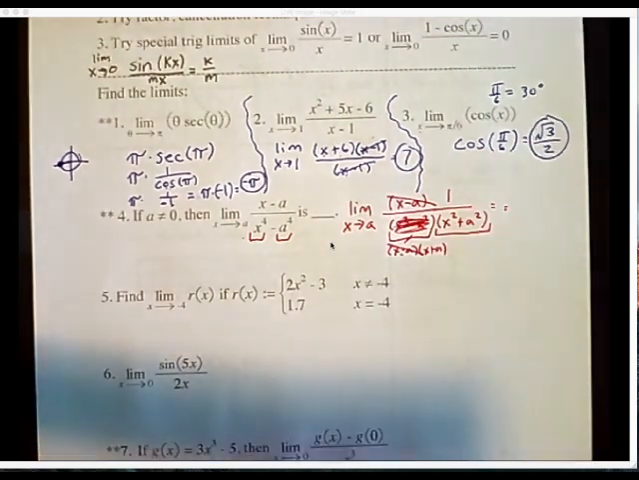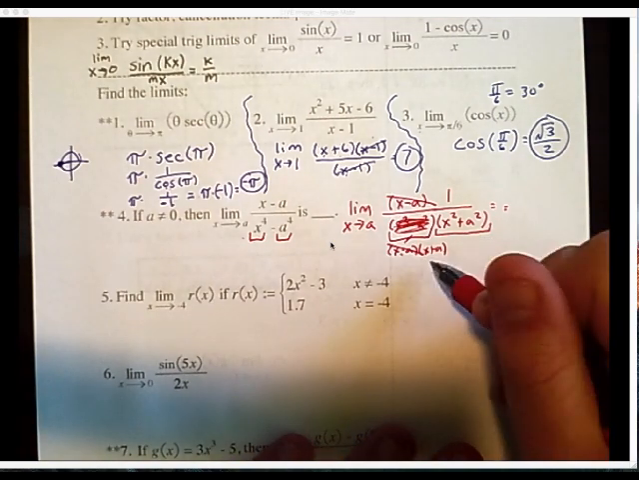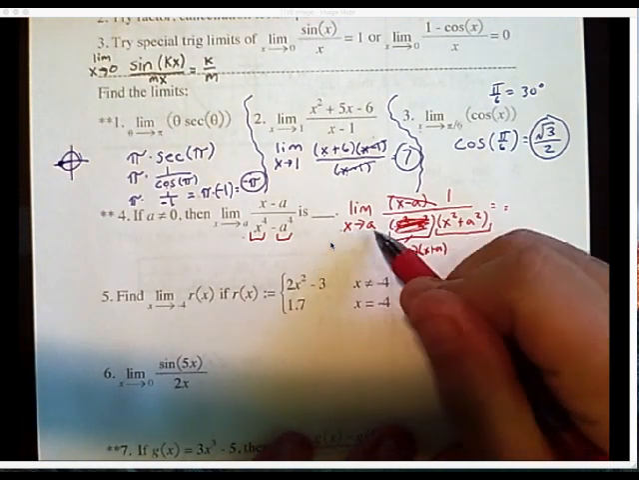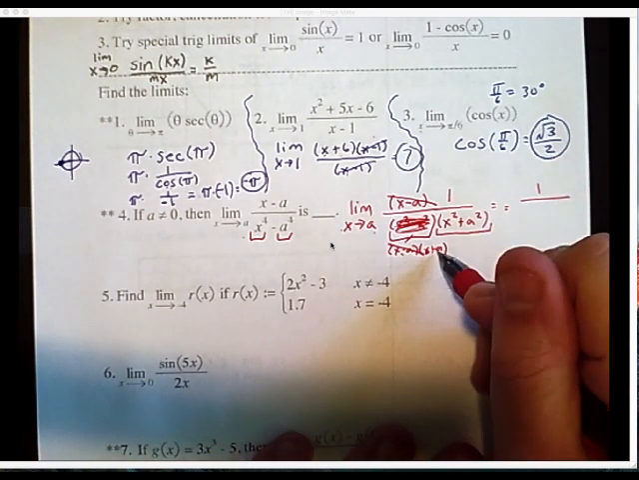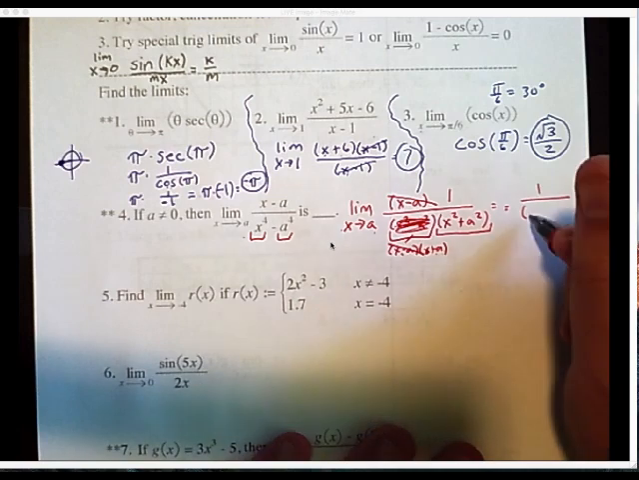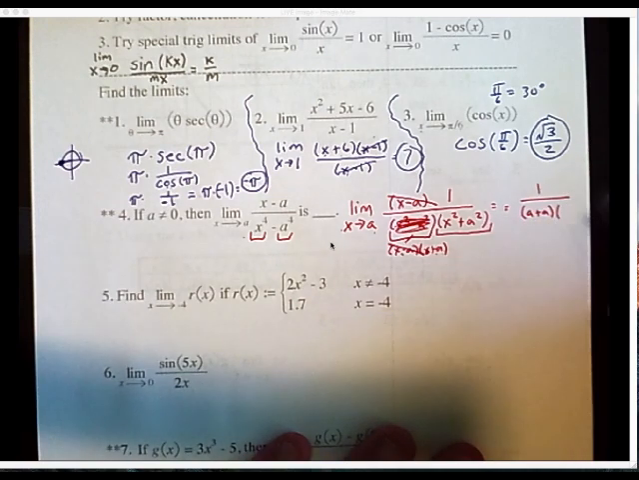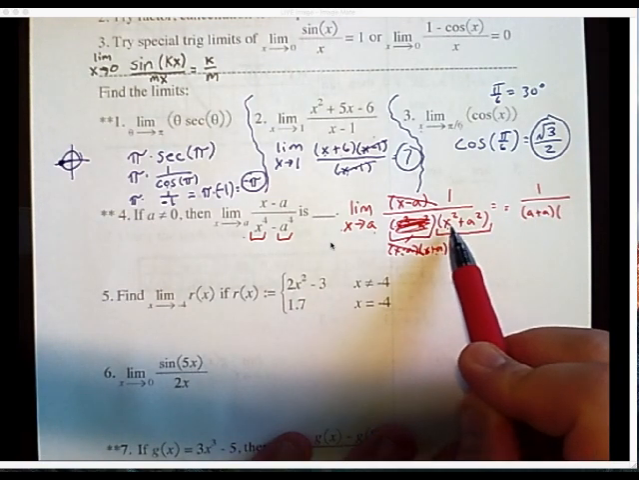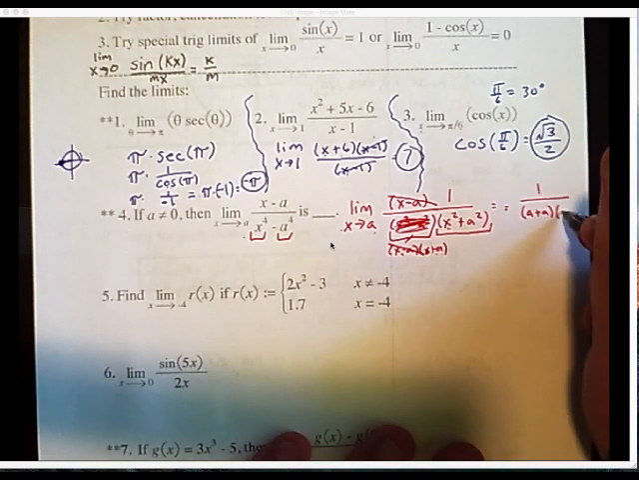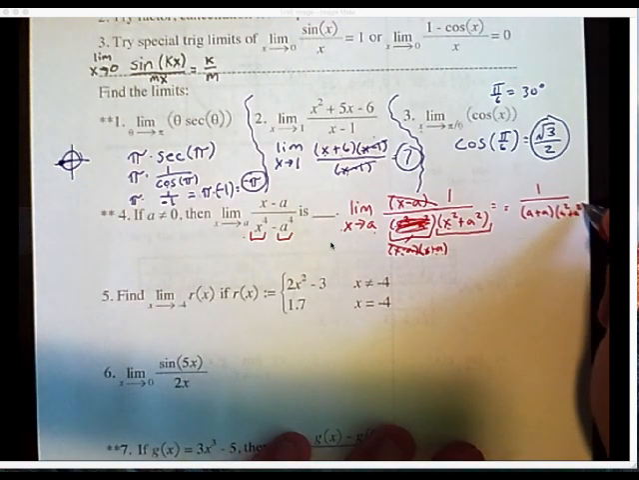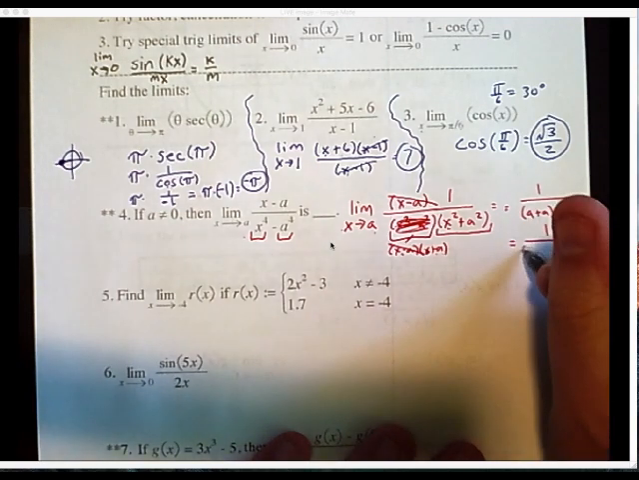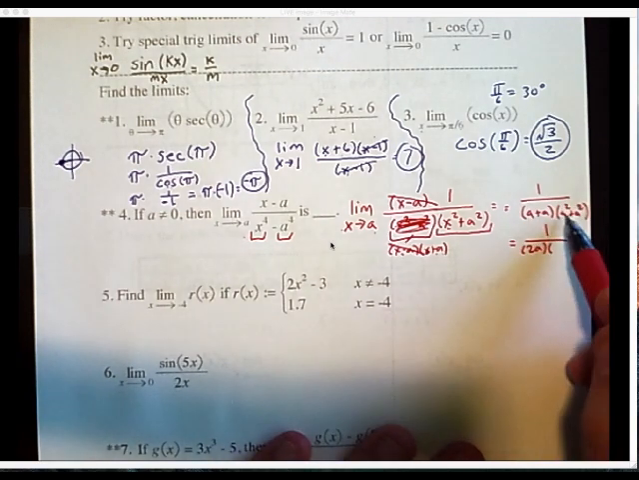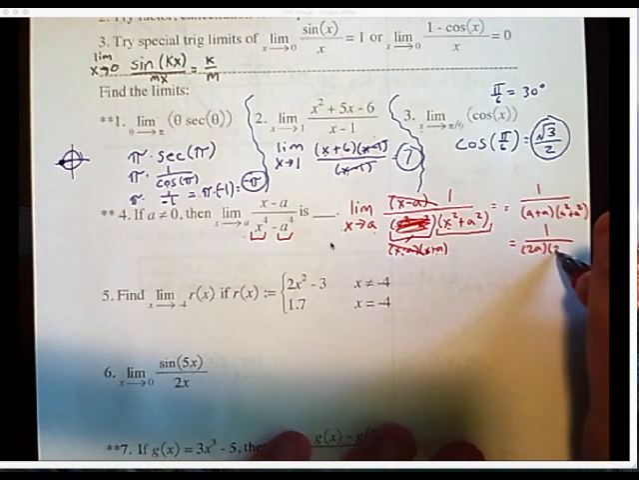Now what happens when I plug the a in? Well, everywhere I see an x, I'm going to plug in an a. So I get 1 over a plus a. And I plug in a here, and I would get a squared plus another a squared. All right, and that can be simplified. A plus a is 2a, and a squared plus a squared is 2a squared.